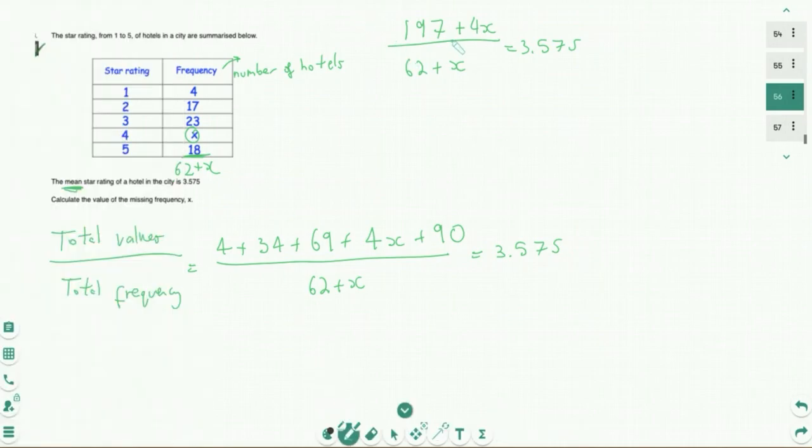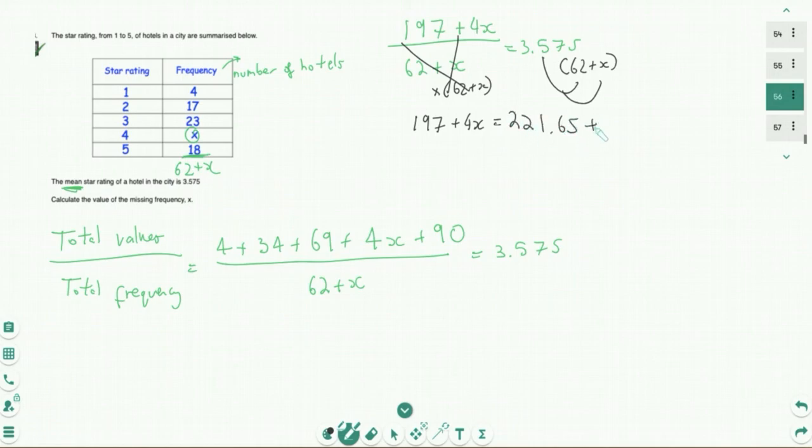If you're a bit stuck, you see a fraction, get rid of the fraction, right? So we're going to multiply both sides by 62 plus x. 62 plus x here. So that cancels out. To 197 plus 4x is equal to 3.575 times 62. So we're going to multiply 3.575 by both terms. So 221.65 plus 3.575 times x is just going to be 3.575x. Next, oh, lovely. We got rid of the fraction.